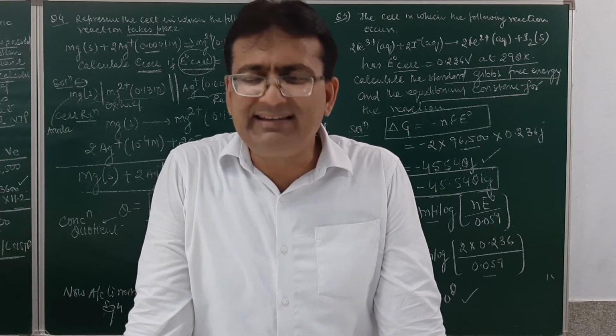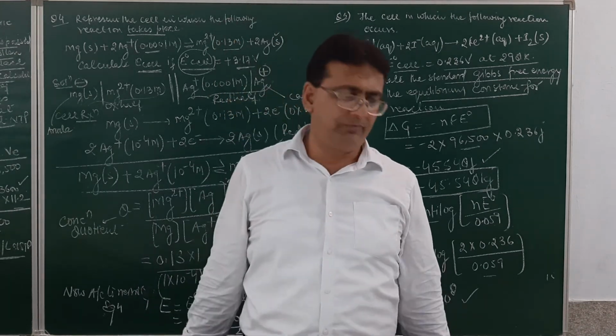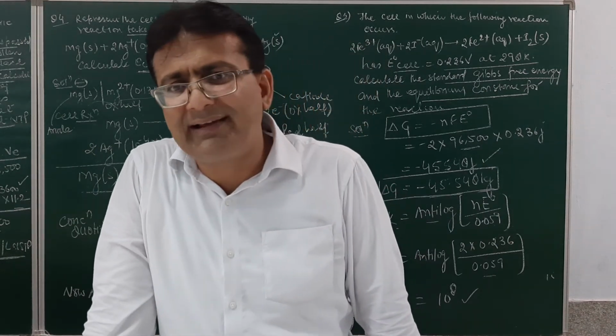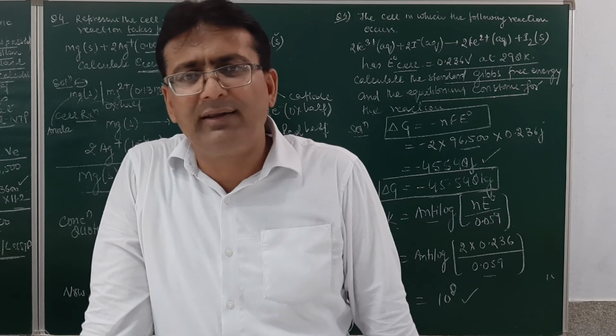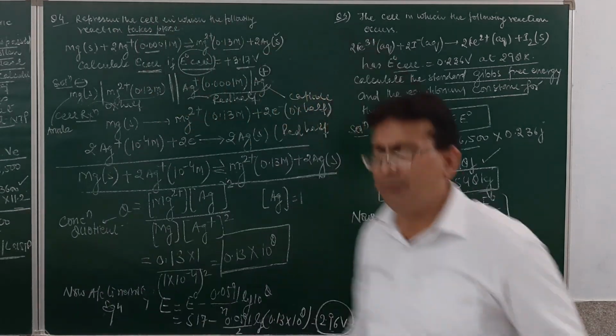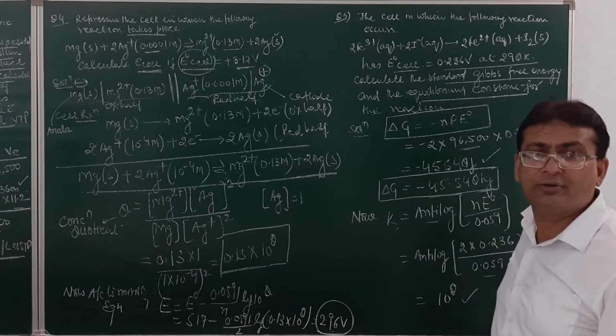Now, in this chapter, some of the part is reduced. You must have seen in your books that batteries and commercial cells are given. They are no longer in the syllabus as per the reduced syllabus. So I hope you have understood this.